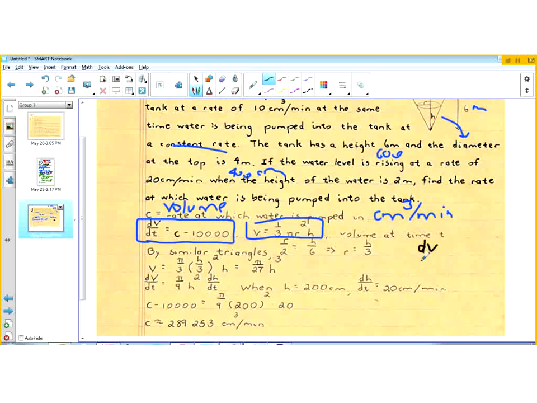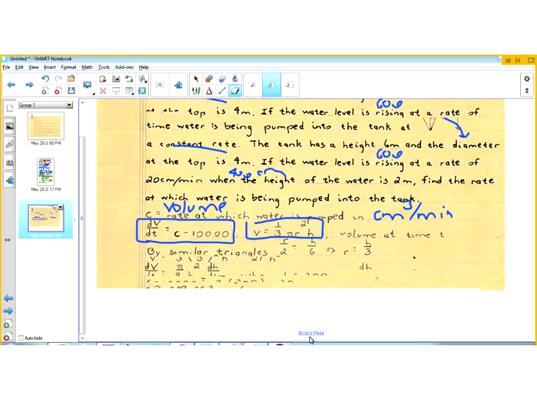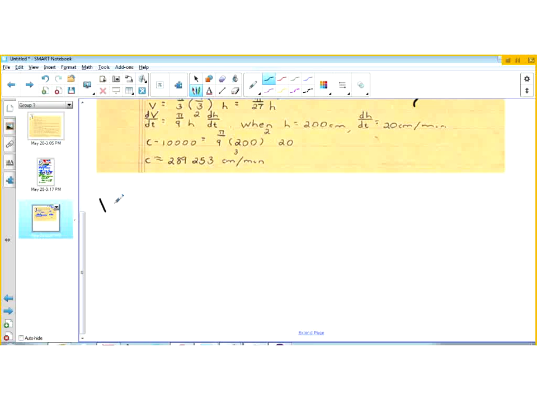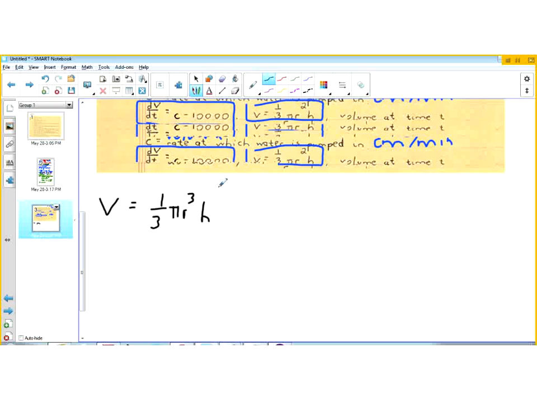So what we're pursuing is the change in volume with respect to time. Perhaps I should scroll down. Let me extend the page. There's an omission here. So we have the volume of the tank is 1/3 pi times r cubed h.